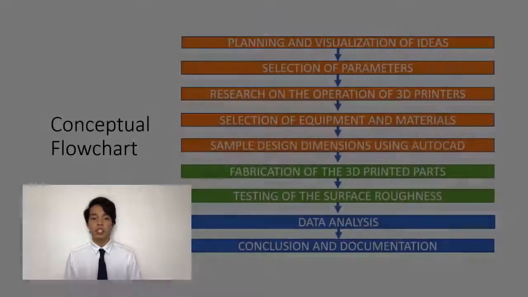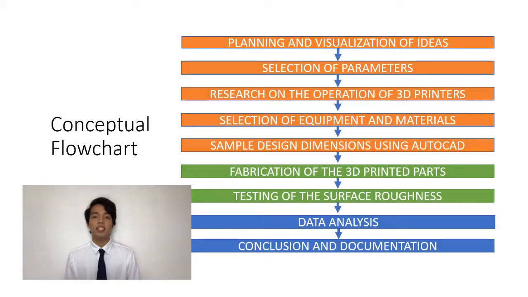For the methodology, we, the researchers, started by planning and sharing ideas on how to perform this study. Next, we selected the parameters based on the related studies and journals that we read about 3D printing. Then, we researched how to use the 3D printer, what filament to use, and the setting of the other 3D printing parameters. We designed the specimen using AutoCAD for us to start the fabrication or printing.